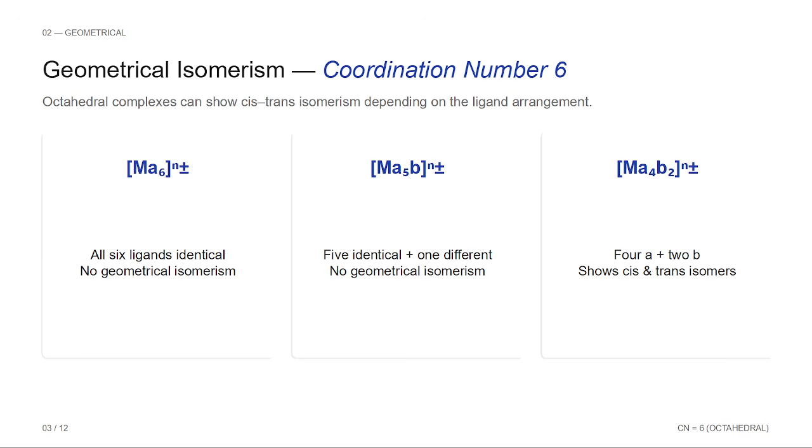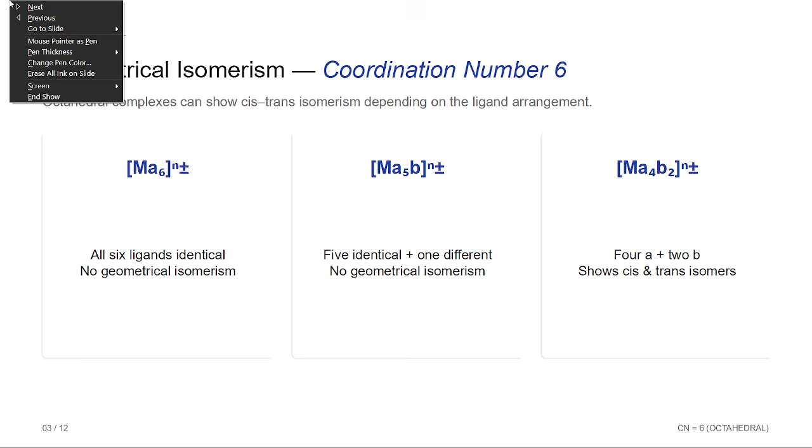Geometrical isomerism is commonly possible in square planar complexes and octahedral complexes. First, coordination number 6 compounds, that is octahedral complexes, show geometrical isomerism. First one is Ma6 type. Here all 6 ligands are identical, so there is no geometrical isomerism. M means metal, A means ligands.